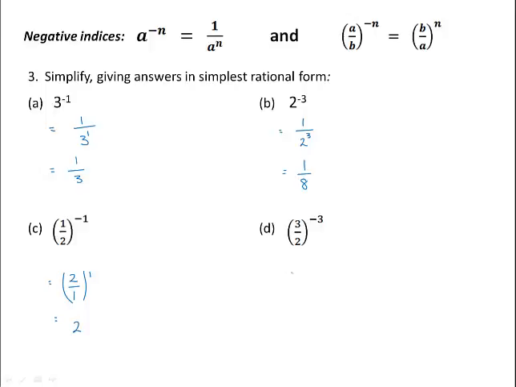And for 3 divided by 2 raised to the power minus 3, that would be the same as 2 thirds raised to the power 3, and when there's a power outside the bracket, it applies to both the numerator and denominator of the fraction inside the bracket. So this would be the same as 2 cubed over 3 cubed, or 8 over 27.